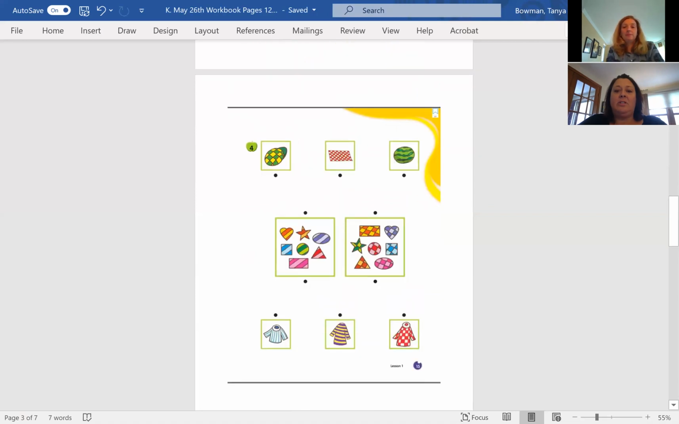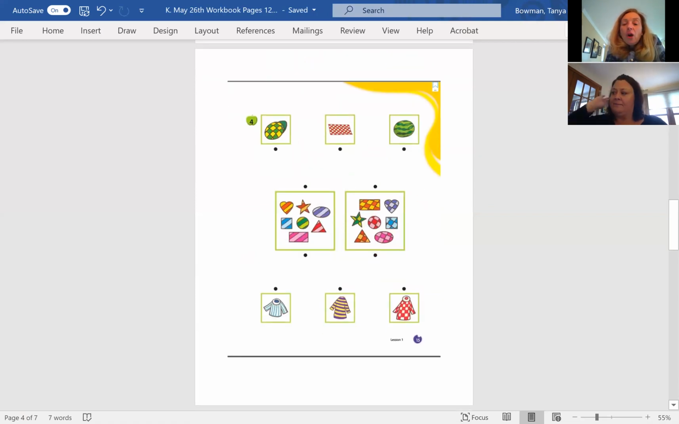All right, Mrs. Shimia, what are we going to sort by in this page? Oh, this is fun. This is patterns, boys and girls. And if you look in the middle, the two boxes, one box has shapes that have patterns that are stripes. And it looks like the next box has patterns that are checkered. So we're going to quickly take a look at the object and draw a line to see if they have stripes or checks.